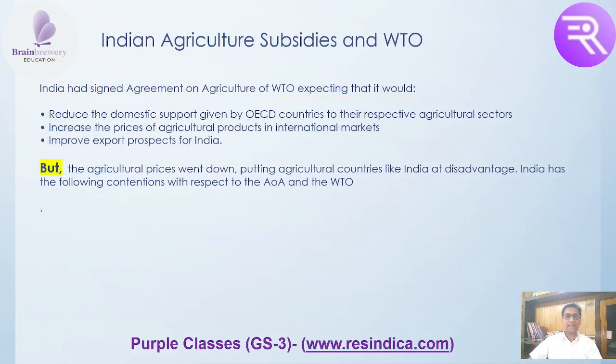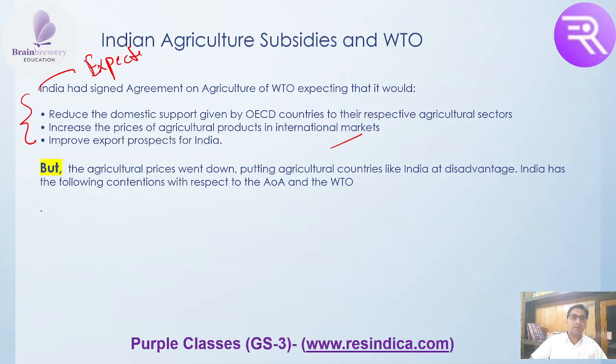Okay, so India has signed this agreement, and India is expecting that we will be getting a good amount of support for agriculture, domestic support. India thought that India will get very good importance in the international market. India thought that India will be getting a very good export prospect for this whole product. So this was what India was expecting.